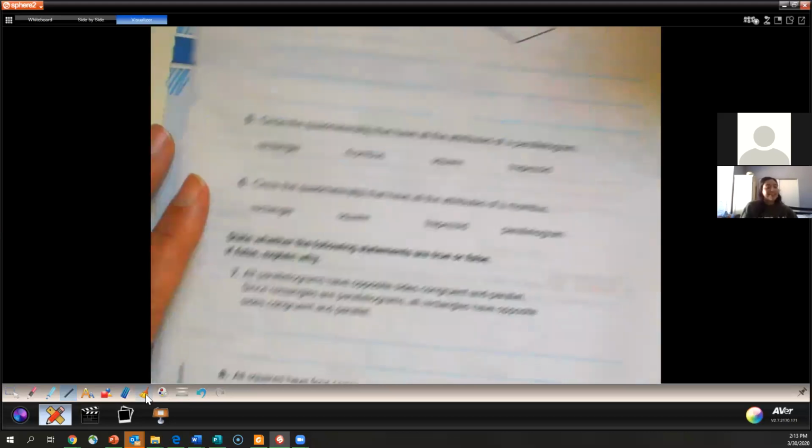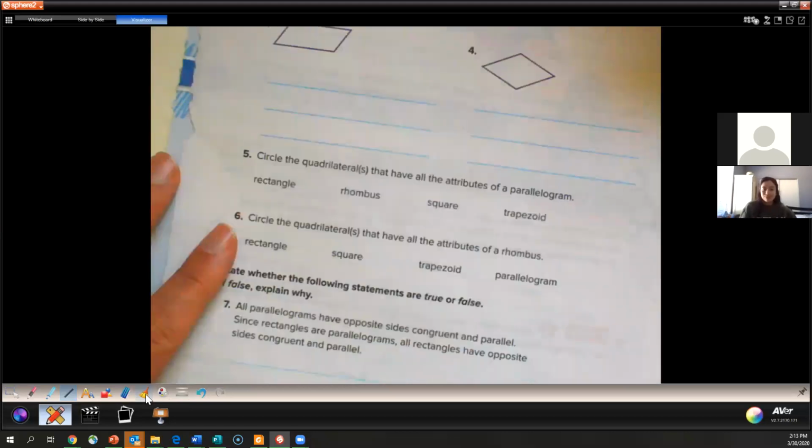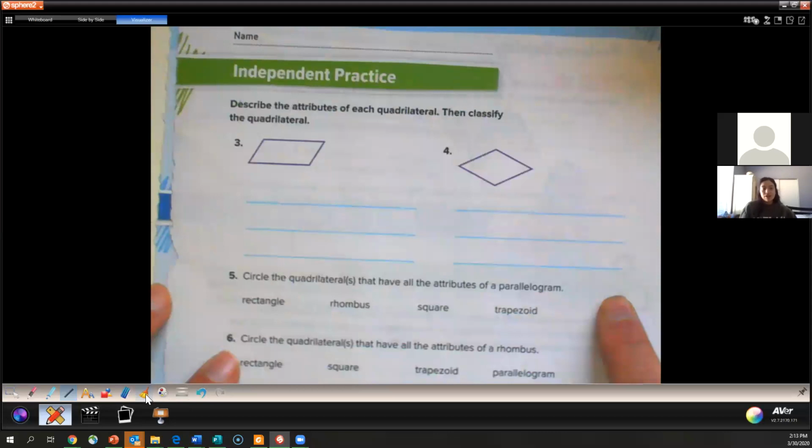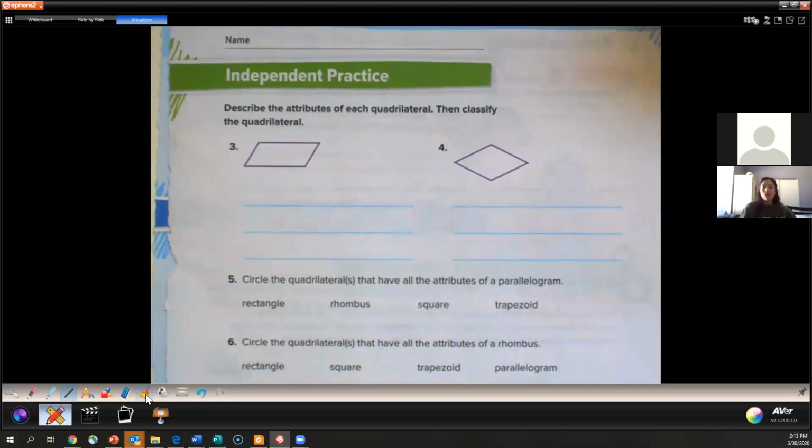Give Mr. Yates a sec. There we go. Perfect. So we're going to start by looking at number 3. Now we're not going to do each one of these, boys and girls. I just want to demonstrate how we want you to be doing these in your homework, because these look very similar to your homework. So it says, describe the attributes of each quadrilateral, then classify the quadrilateral.